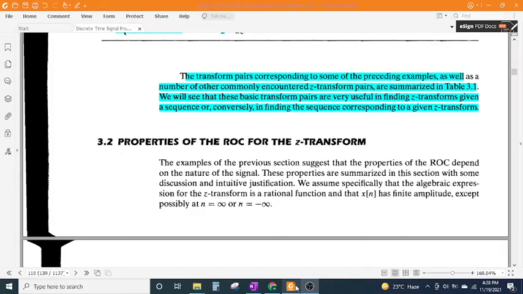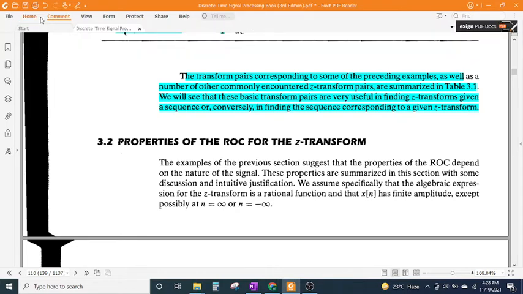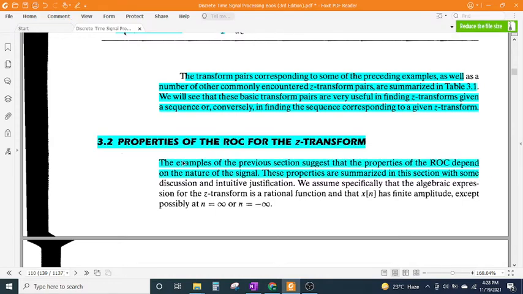3.2 Properties of the ROC for the Z-transform. The examples of the previous section suggest that the properties of the ROC depend on the nature of the signal. These properties are summarized in this section with some discussion and intuitive justification.